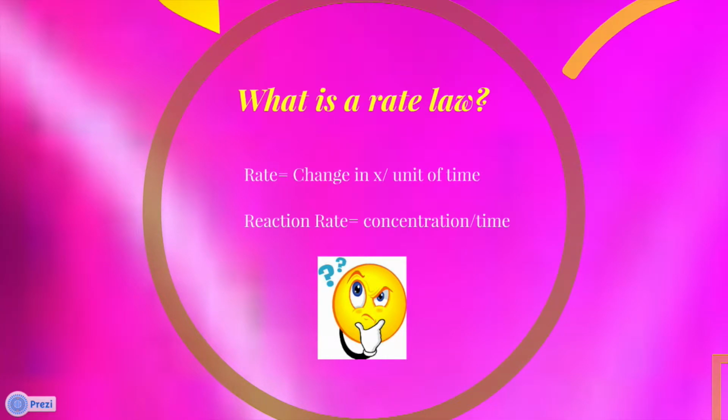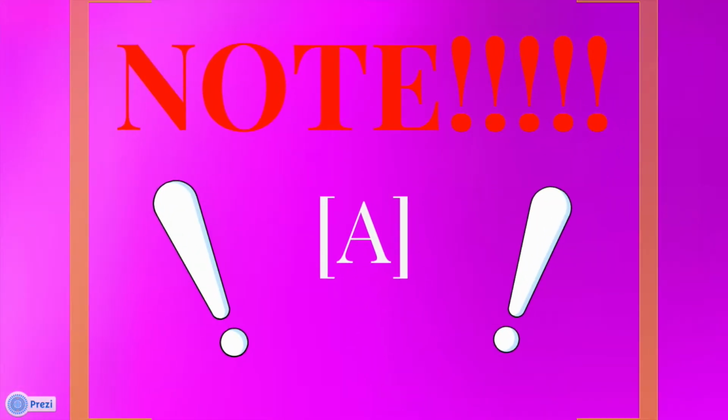Well, a rate is the change in X over time. So rate is the change in concentration of a reactant over time. So just think of your X as being the concentration. Remember, from this point on, concentration will be shown by the element or compound being put in brackets.